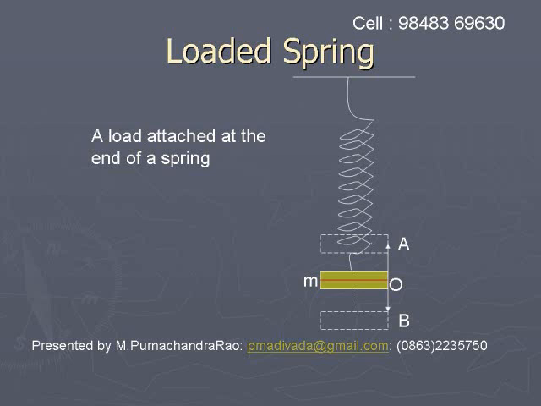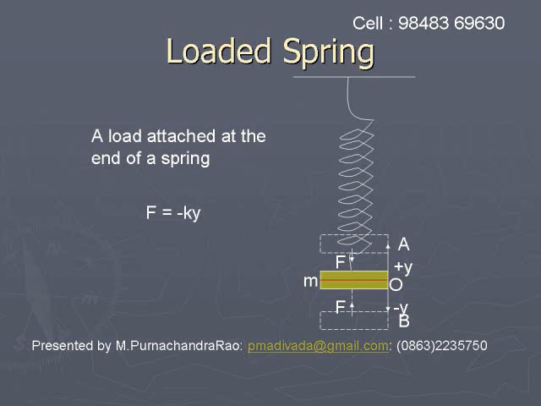So, when a load is attached at the free end to a suspended spring and the load is pulled down and set free, then it oscillates in the vertical plane up and down. Equilibrium position is O, downward extreme position is B, upward extreme position is A. Like this, we have to imagine an oscillating loaded spring.